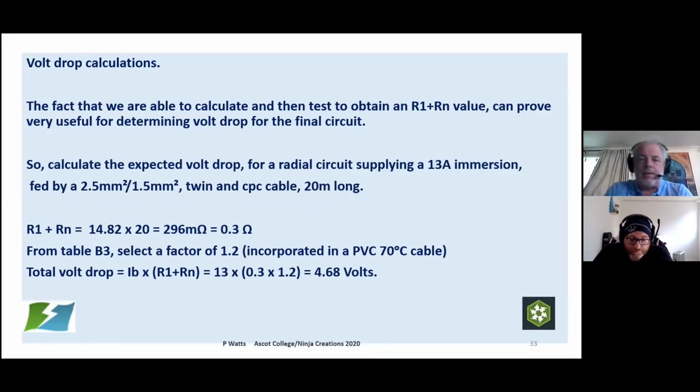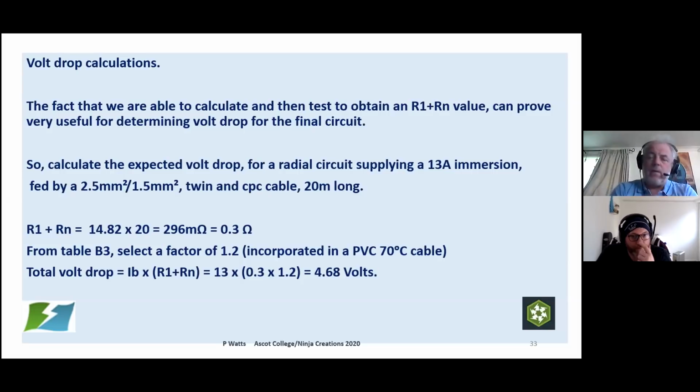So when we're looking at doing these calculations, we can get our R1+RN value. We can calculate the expected volt drop. So for instance, for a 13 amp immersion heater fed by a 1.5 twin and CPC cable, 20 meters long, we can calculate the actual resistance of the cable from the tables. We've got 14.82, that's the line neutral resistance, R1+RN, multiply it by the 20 meters, that gives us a value of 296 milliohms, about 0.3 ohms.